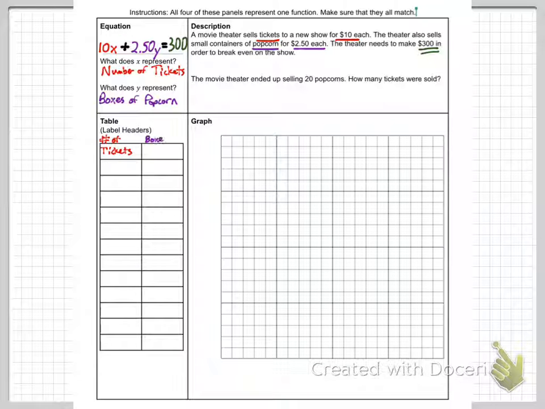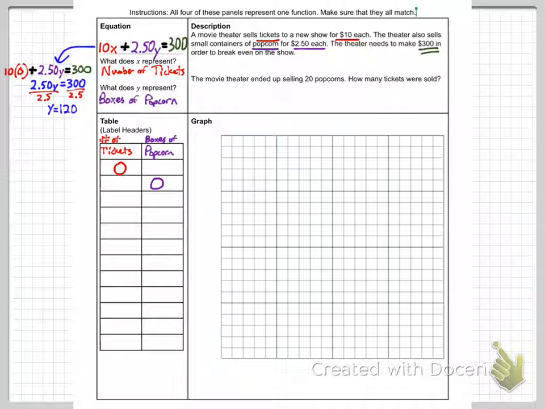I'm going to put those number of tickets and boxes of popcorn as my headers. Let's do the 0 and 0 trick. So we plug in 0 for x, solve for y, and we get 120. Plug in 0 for y. Sorry, I had that mixed up. That should be solve for x. We plugged in 0 for y, so solve for x, and x is 30.